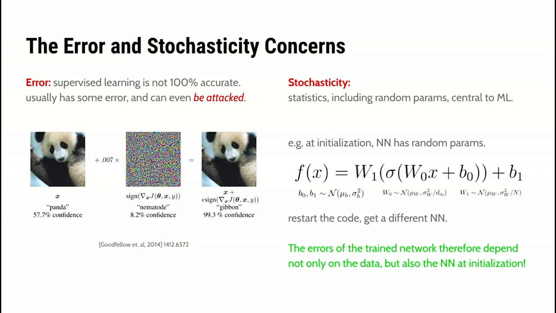So as emphasized, this same equation that I had on the last slide has matrices and vectors of random parameters that are drawn when you start your code. And so if you restart your code, you get a different neural network. And if you train that different neural network, in general, the errors of that trained neural network that started from a different one are going to differ from the errors than if you had started your code the day before. So the errors of the trained network, therefore, depend not only on the data, but also the neural network at initialization.